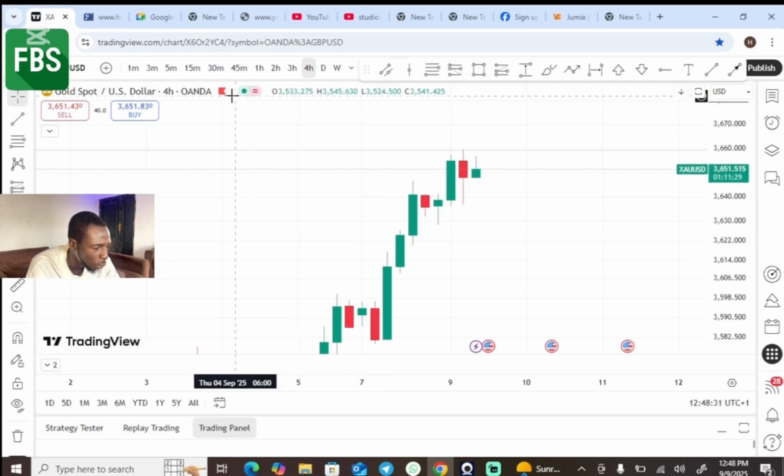So my view on gold today, the market is very bullish. The market has been very bullish. So I'm also following the trend. So let's start from the 4-hour time frame. I want you guys to pay attention. This is just a raw chart. So I want to show you guys how I basically analyze the chart.